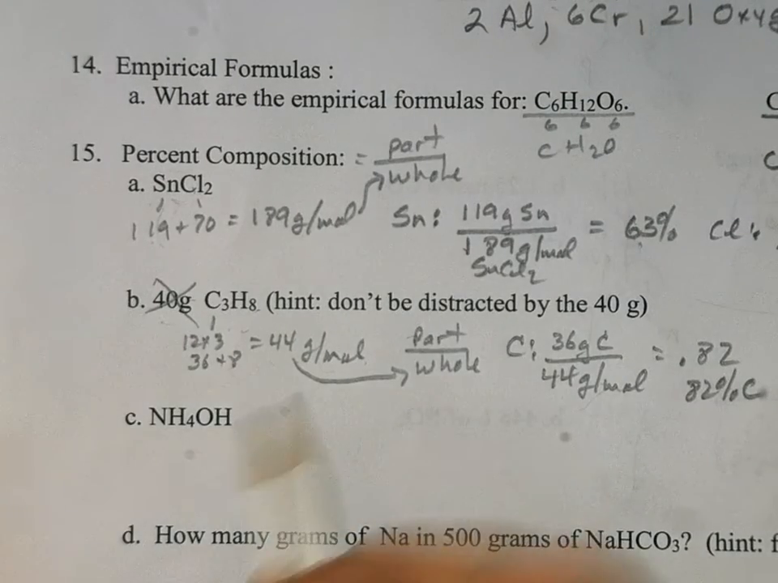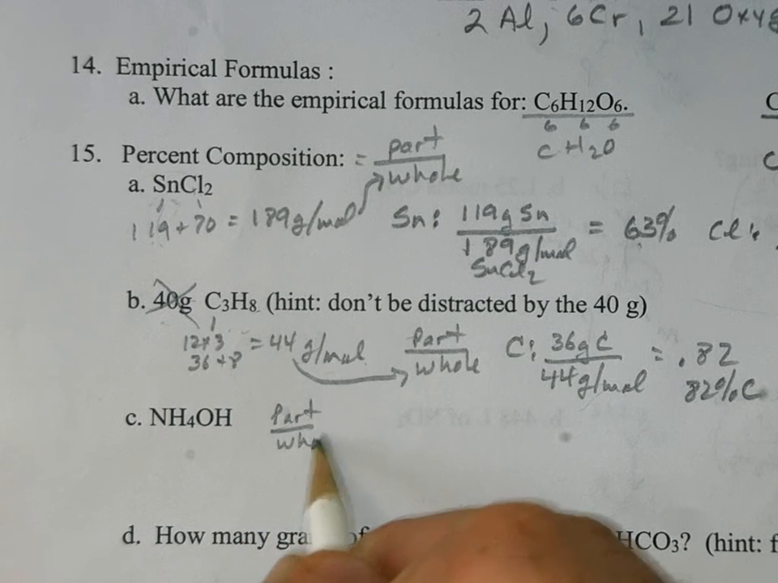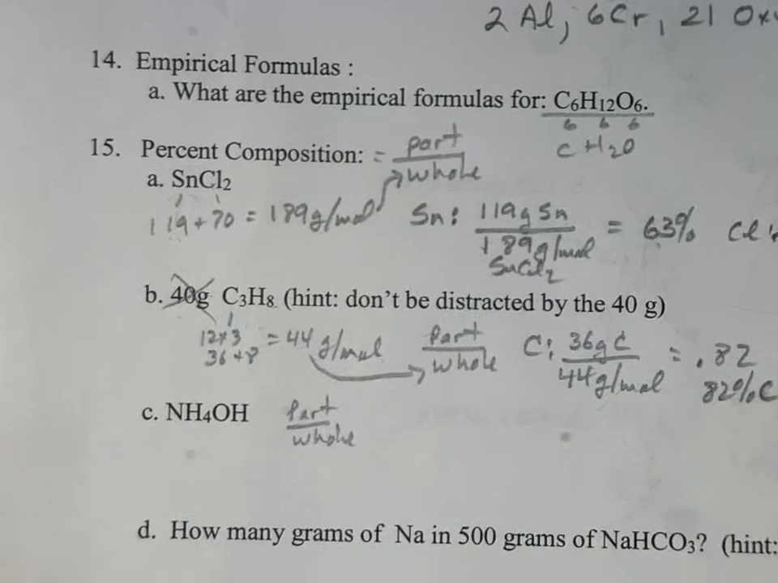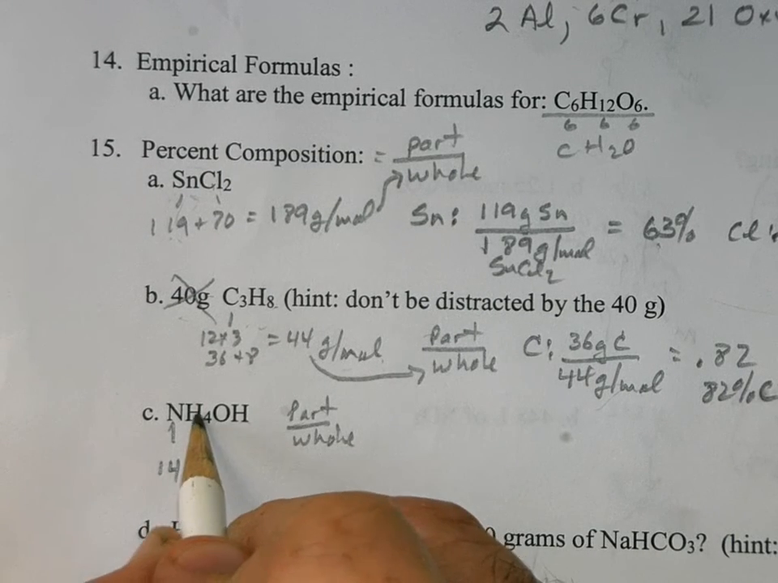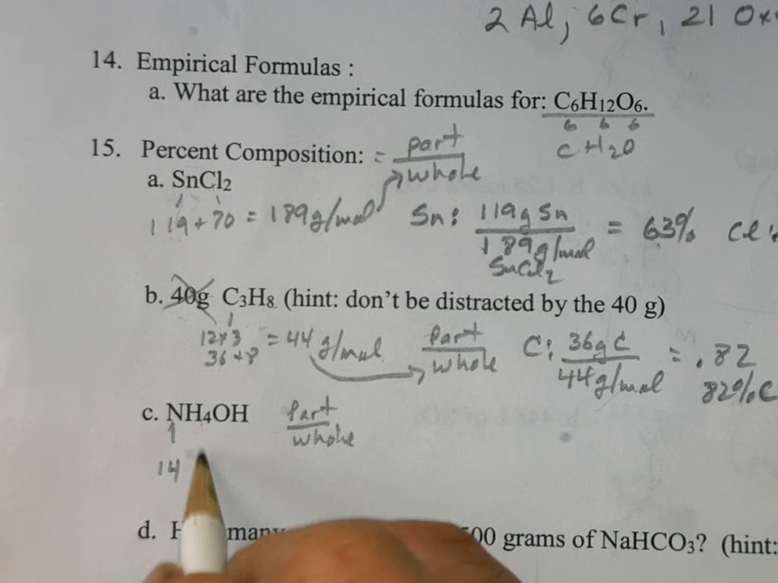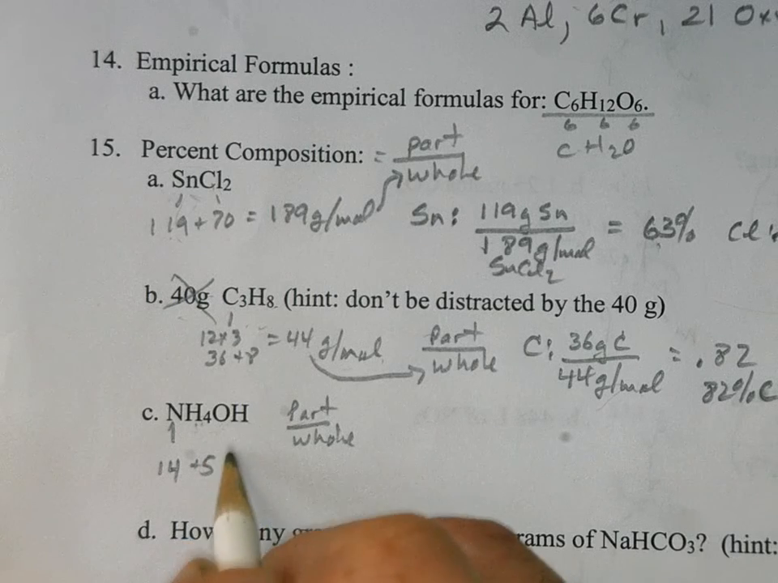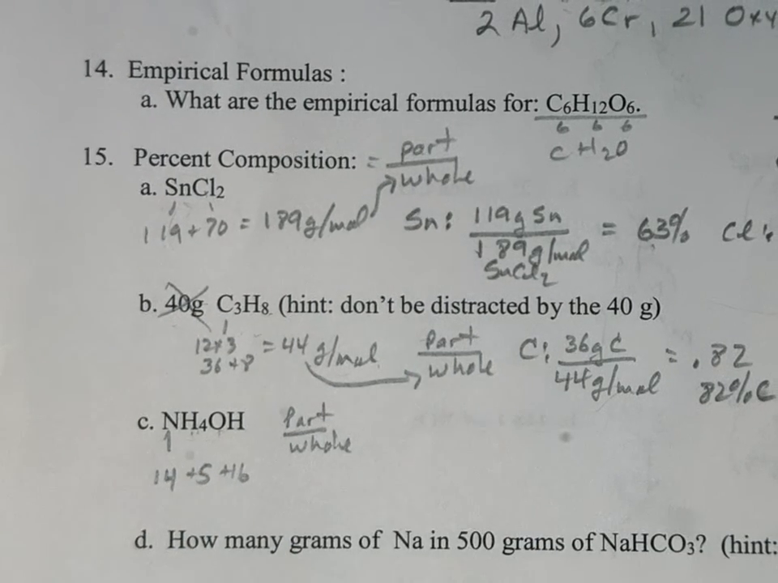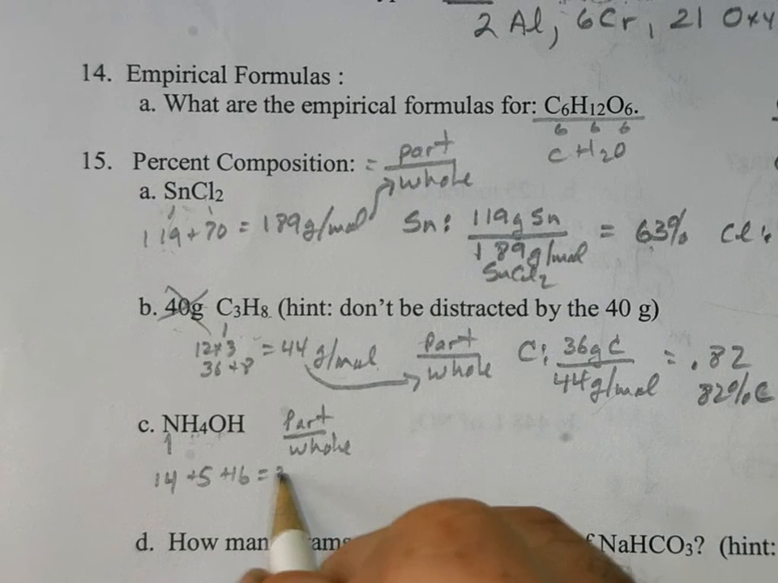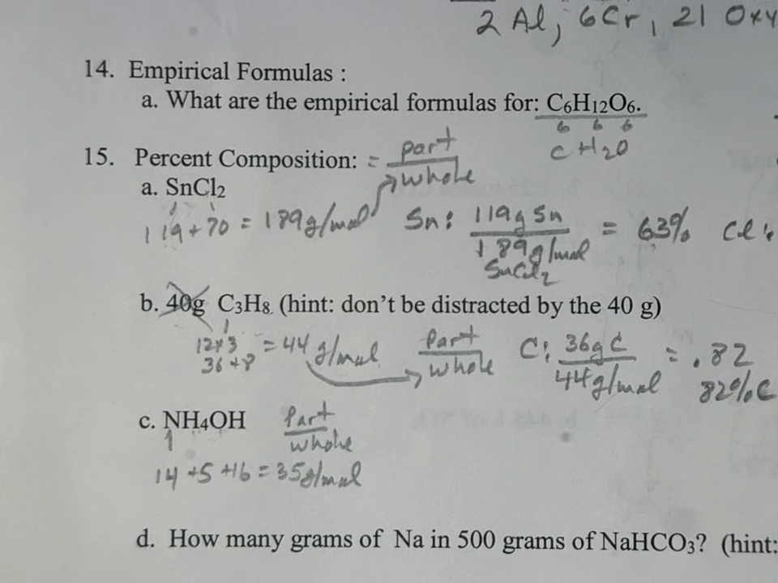So for this compound, again, we're looking for the percent composition, the part divided by the whole. So let's find out how much this whole thing weighs. Nitrogen is 14 on the periodic table. We've got 4 hydrogens plus another one. Careful, so we add 5 for the hydrogens, because there's 5 hydrogens. Plus we have 1 oxygen, plus 16. When we work that out, we get 35 grams per mole for the ammonium hydroxide.